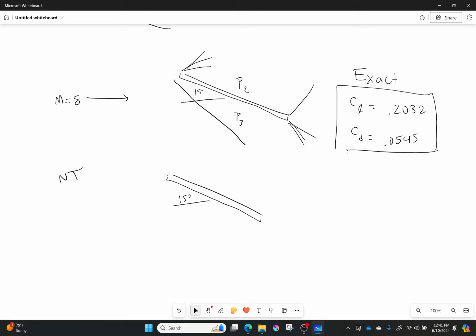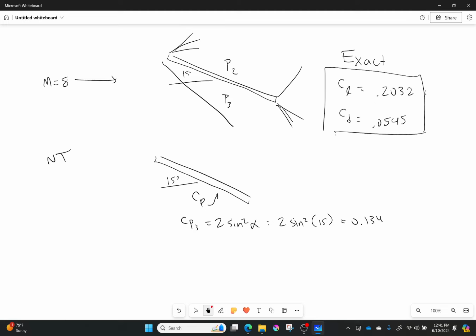Let's make things nice. Okay, so for Newtonian theory, my coefficient of pressure on the bottom, call it CP3, will be equal to 2 sine squared of alpha, which is equal to 2 sine squared of 15 degrees. And that's equal to 0.134. Okay, first off, you are probably noticing there's a difference here. But don't worry, that's a coefficient of pressure, not coefficient of lift. I'm jumping ahead of myself. My goodness. Why do I do that?